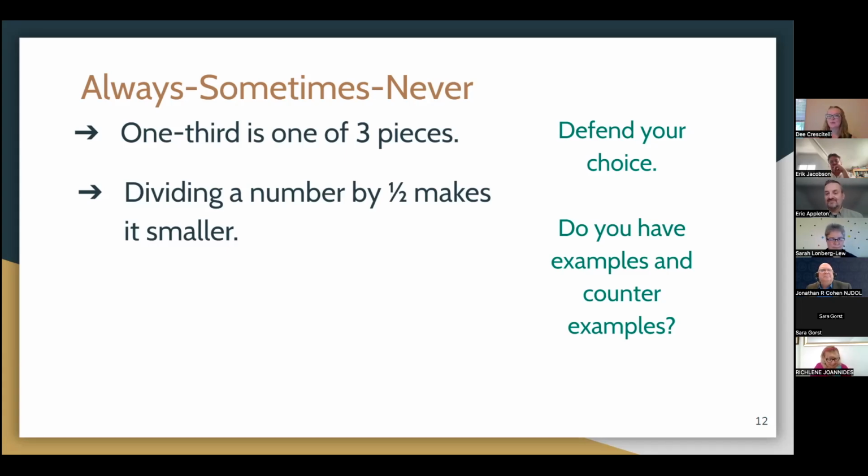Any more examples or counter examples? Does it matter if my number is positive or negative? I think so.